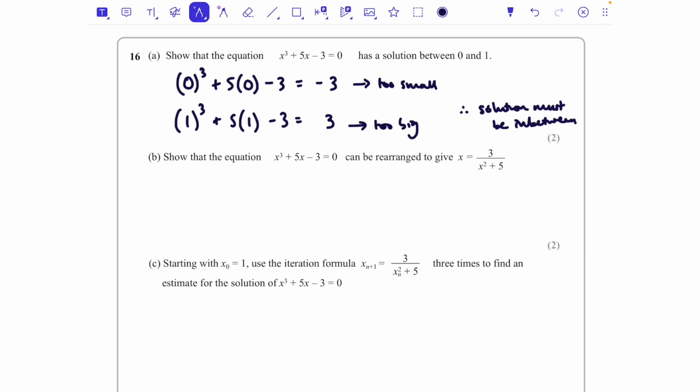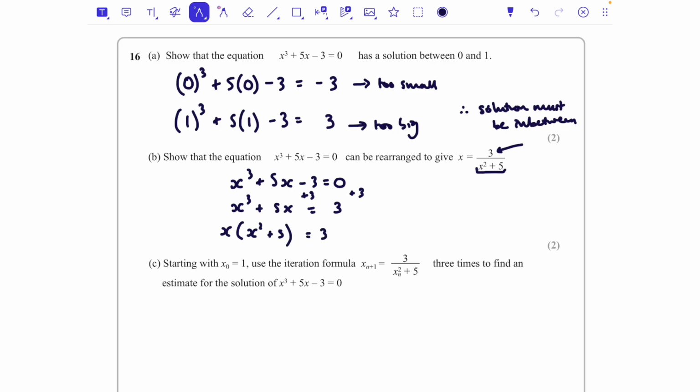There we go. Part B, show that the equation can be rearranged to give that. So if we're rearranging, let's write it out. So we've got a starting point. Now you can see that they've ended up with a 3 on the top of the fraction here, and they've divided by x squared add 5. So let's see if we can replicate that. I'm going to start by adding 3 to both sides. So if I'm adding 3 here, adding 3 here, I've got that 3 on its own. But I now need to divide by x squared add 5. And the only way I'm going to get x squared add 5 is if I factorise. So x squared add 5, and then we can divide by the bracket. So that is x equals 3 over x squared add 5, for 2 marks.